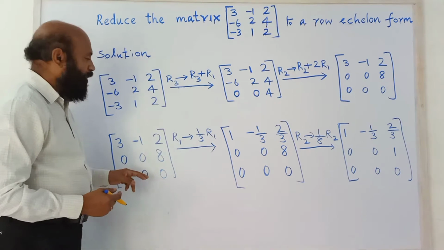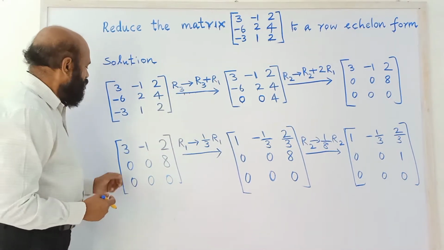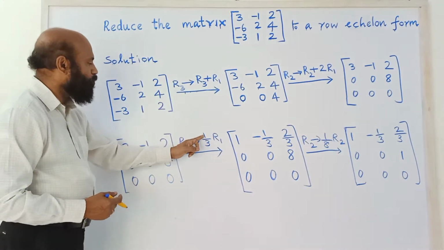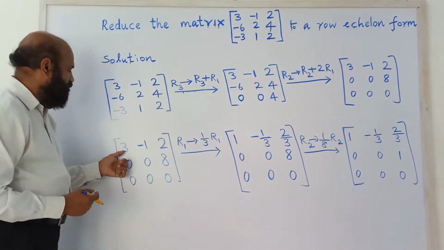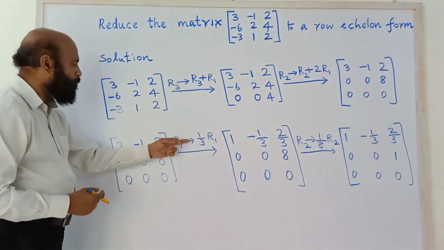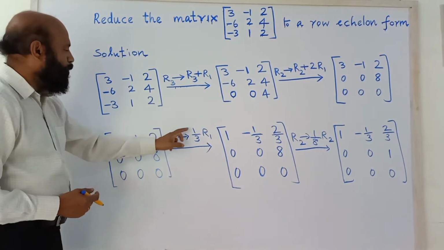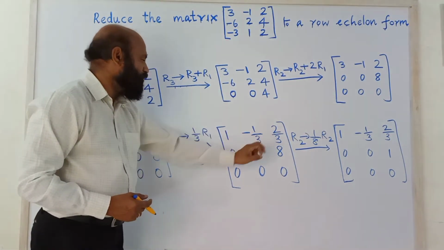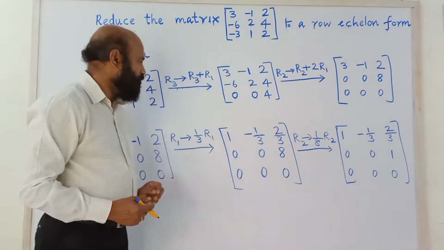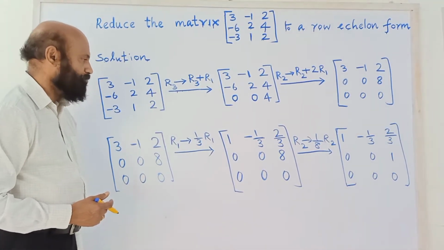Then again we can use elementary transformation. This row, if you are multiplying by 1 by 3, 3 multiplied by 1 by 3, it will be 1. Minus 1 multiplied by 1 by 3, it will be minus 1 by 3. 2 multiplied by 1 by 3, it will be 2 by 3. So we use elementary transformation. So this is also in the row echelon form.